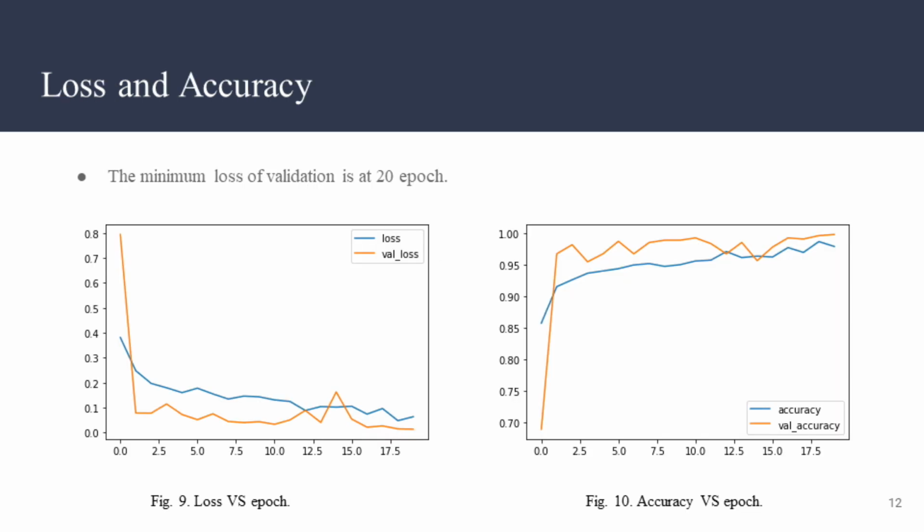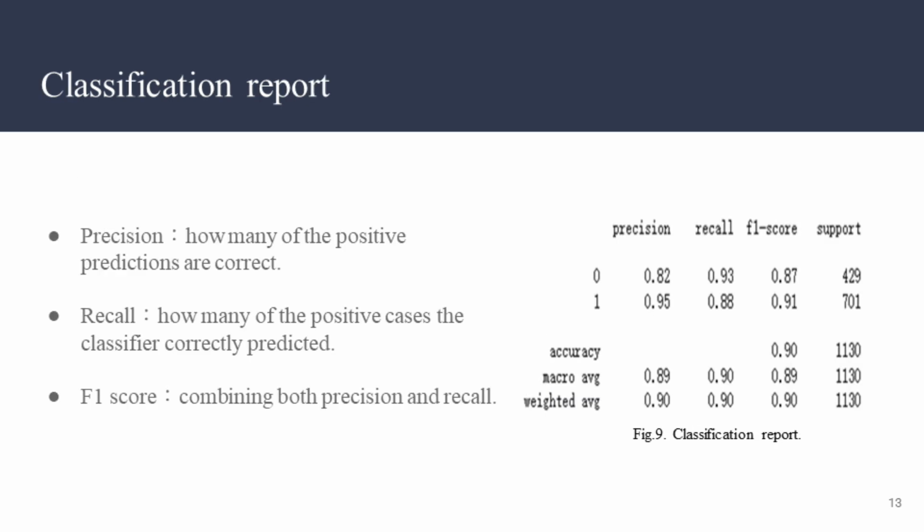These two pictures show the loss of the training set and the validation set, and the accuracy of the training set and the validation set. Precision, recall, and F1 score are important metrics used to evaluate the performance of classification models. Precision means how many of the positive predictions are correct. Recall means how many of the positive cases the classifier correctly predicted. F1 score combines both precision and recall.